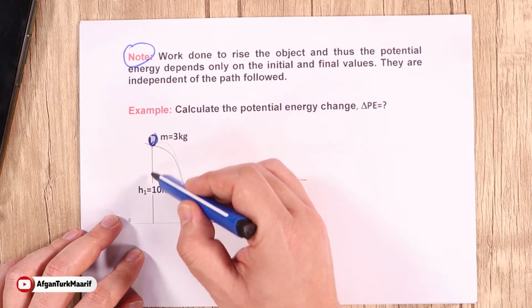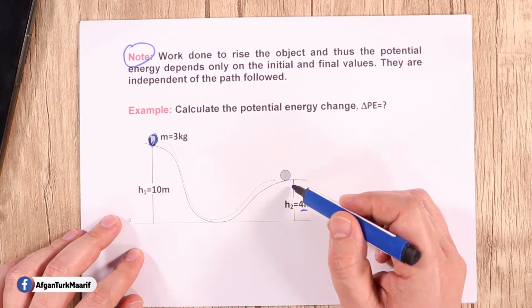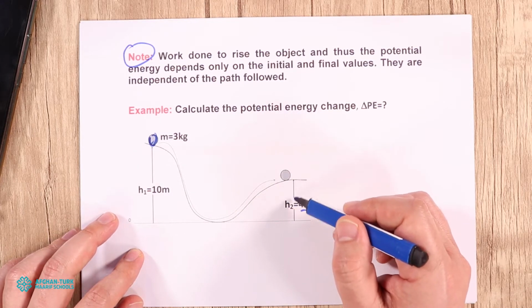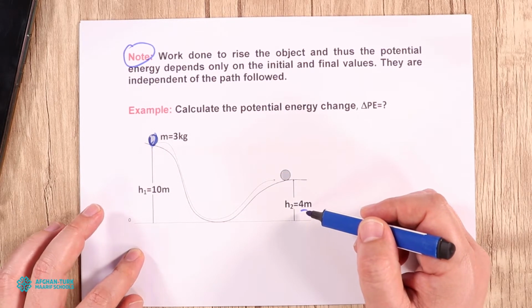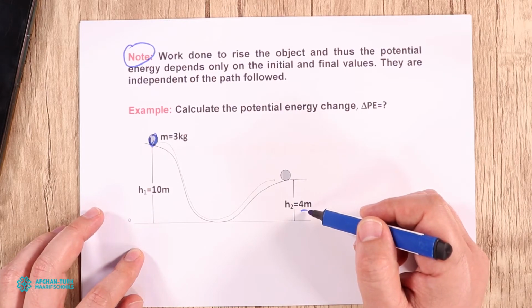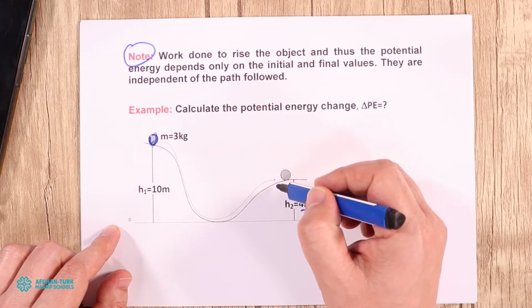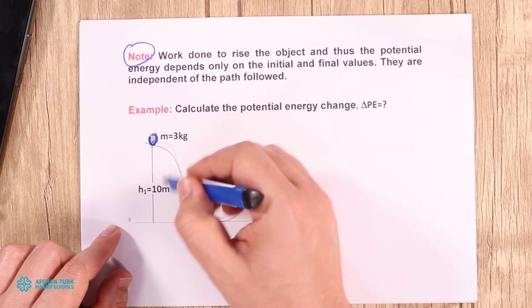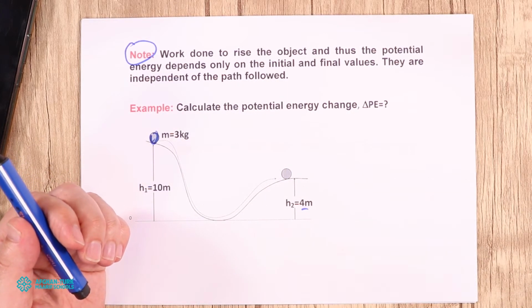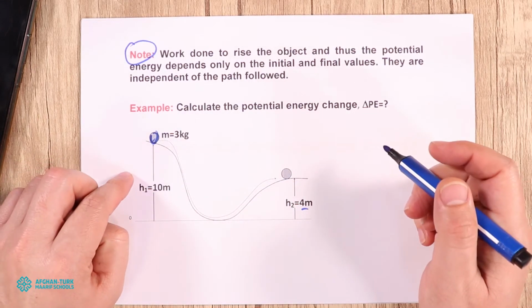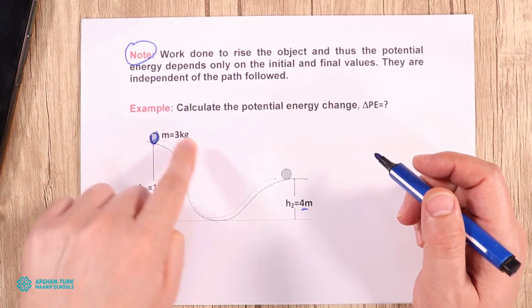Let's suppose this is the initial height, and when the ball is coming down, the final height of this object is 4 meter. The initial is 10, but the final height is 4 meter. So we never care about the path followed, we just care about the height of the object. Like I told you in the definition, the potential energy depends on the height, not on the path followed. The g value is also constant, and m is 3, this is also constant, not changeable.